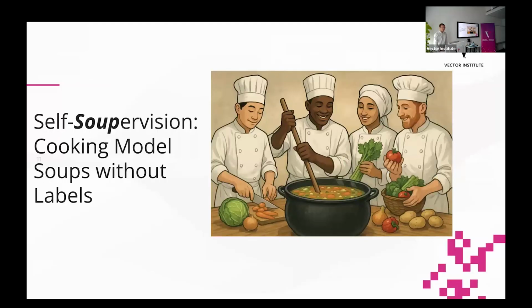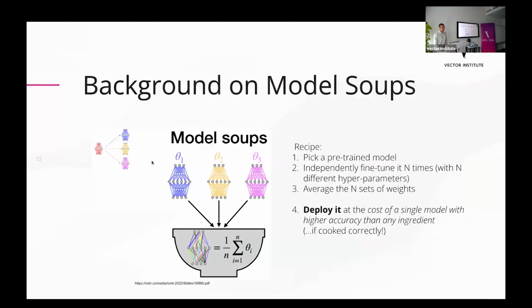Okay, so the final project is called self-supervision: cooking model soups without labels. So some background on model soups. So the recipe is, first we pick a pre-trained model, like DynaV2 or even in language GPT-2, whatever.